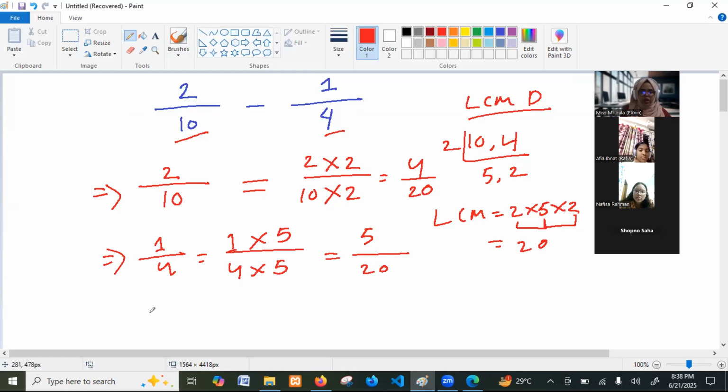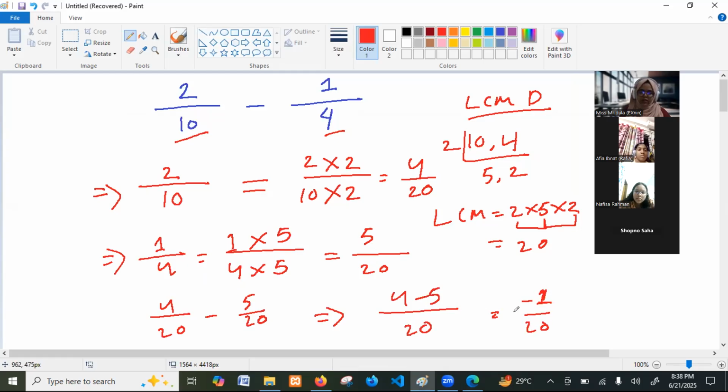So that means the new expression that we are getting is 4 by 20 minus 5 by 20. Though it's not the proper way to do it because this is becoming small, still we can do it if you have the idea. So it should be minus 1 by 20.